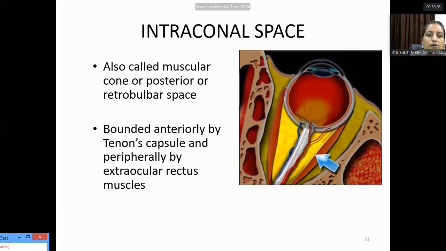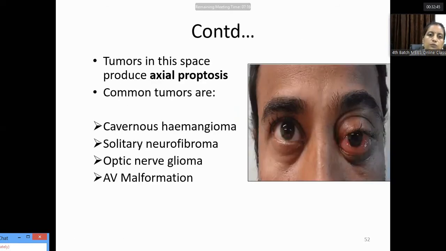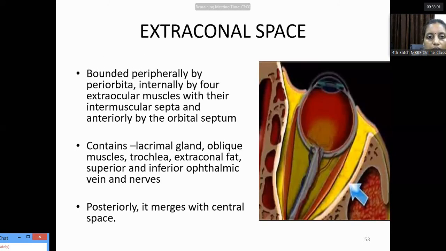Intraconal space is called the muscular cone or retrobulbar space. It is bounded anteriorly by the Tenon's capsule and peripherally by the extraocular rectus muscles. Tumors in this space produce axial proptosis, like cavernous hemangioma, solitary neurofibroma, optic nerve glioma, AV malformation. Proptosis means protrusion of the eyeball beyond the orbital margin or rim.